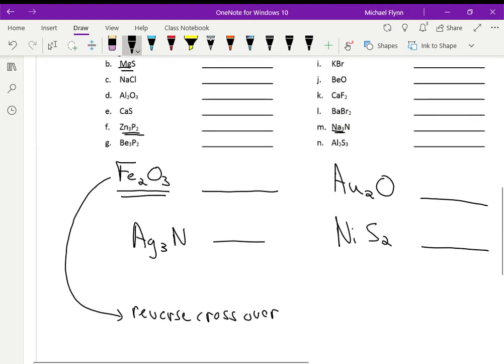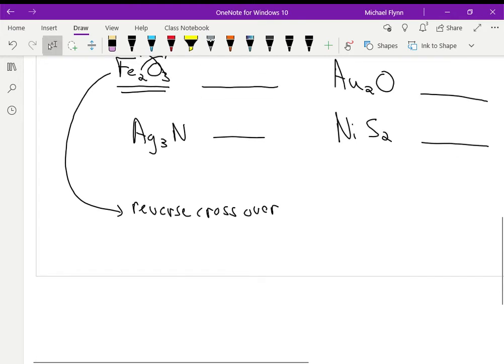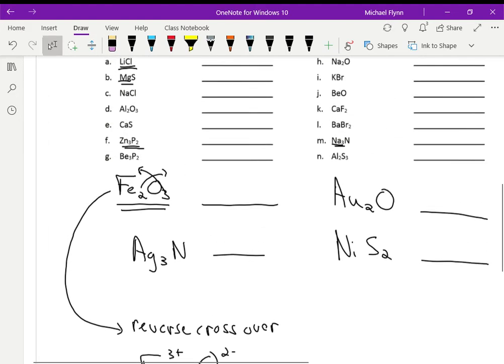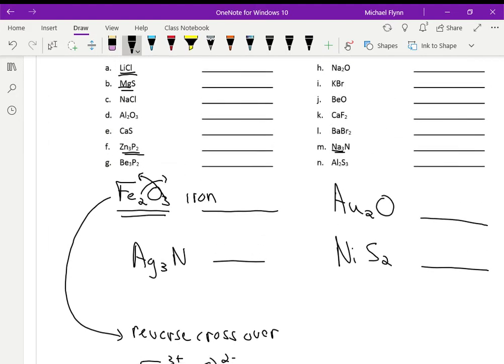So I'm going to take these numbers and put them back up to the charges. So in the reverse crossover, it must have been the 3 plus version of the iron, and then O is always 2 minus. Okay, so now looking at that, we can see that the name would be iron 3 oxide. Okay, so iron 3 oxide, that should make sense to you.